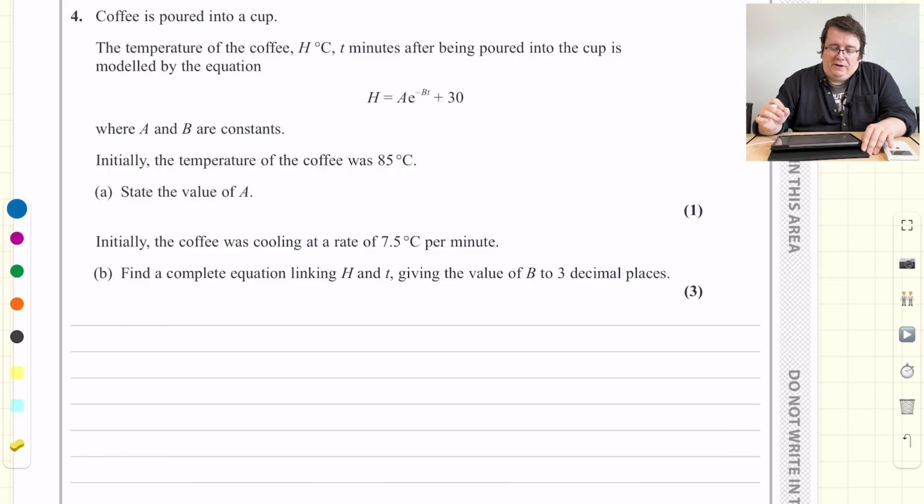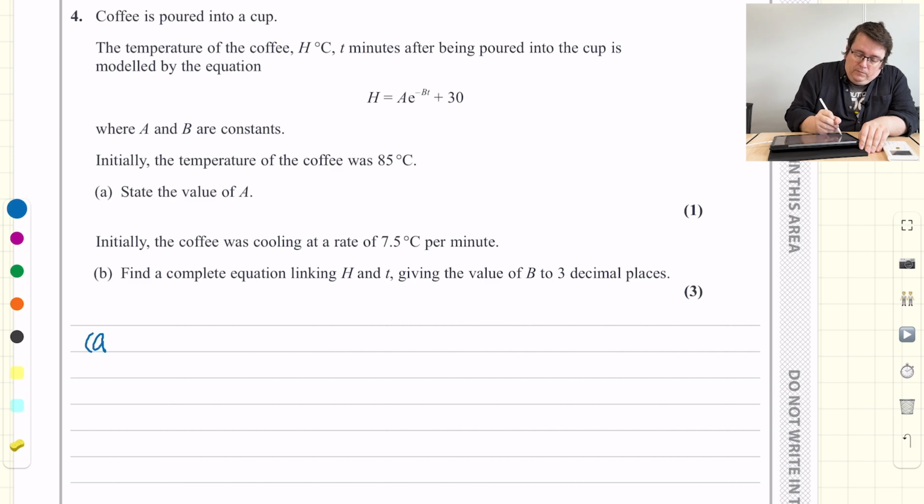So this is question number 4. Coffee is poured into a cup. The temperature of the coffee, H degrees Celsius, T minutes after being poured into the cup, is modeled by the equation H equals A e to the minus BT plus 30, where A and B are constants. Initially, the temperature of the coffee was 85 degrees Celsius. Part A. State the value of A.